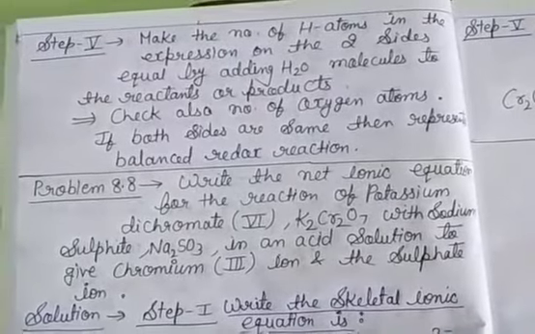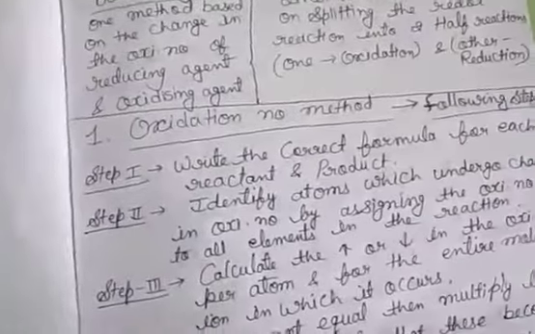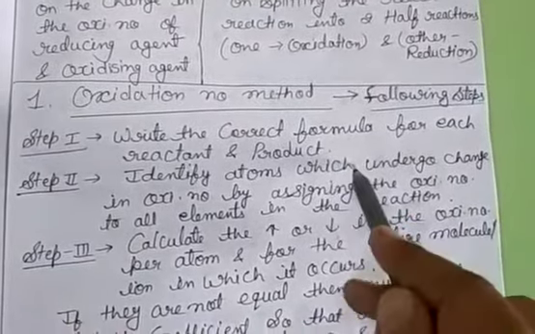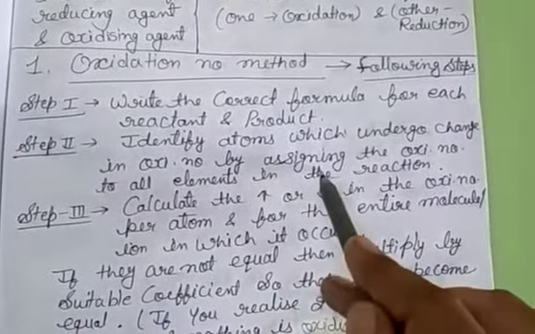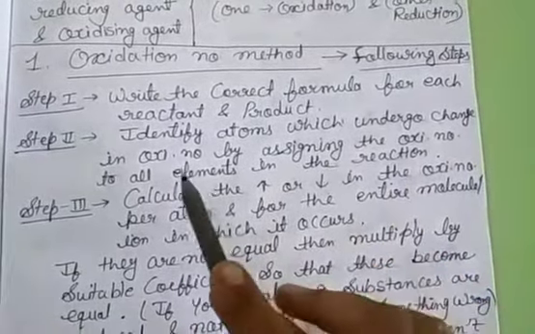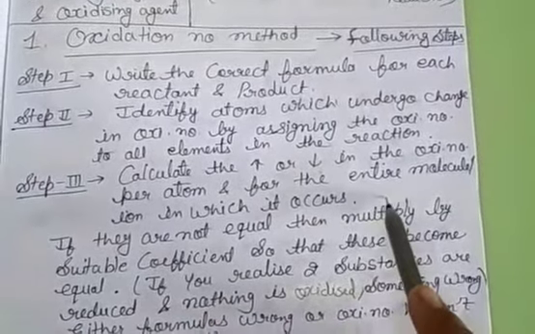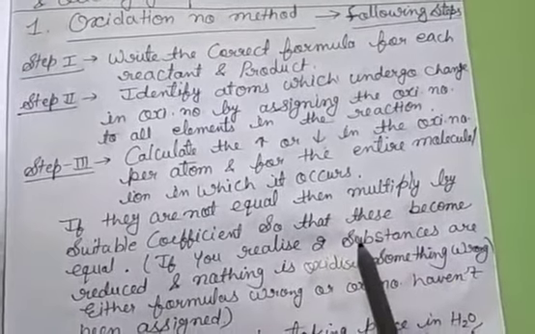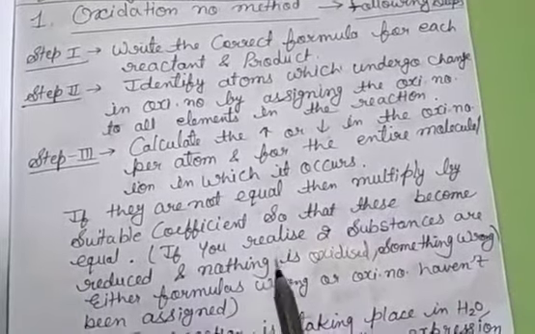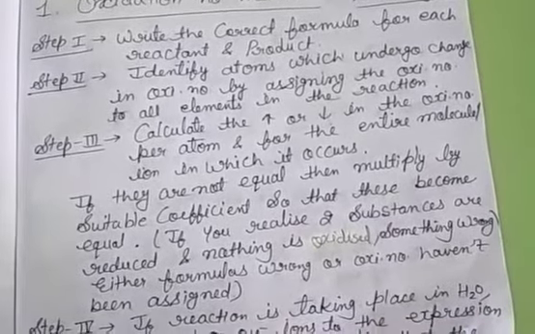So these are the 5 steps of the oxidation number method. Again I say in short. Step first, write the correct formula of reactant and product. Step second, identify atoms which undergo oxidation and reduction, and also assign the oxidation number. Then third step, calculate the increase and decrease on the basis of oxidation and reduction, because oxidation is loss of electron, and reduction is gain of electron. And then if both are reduced or both are oxidized, something is wrong.